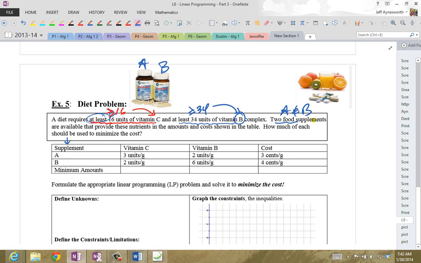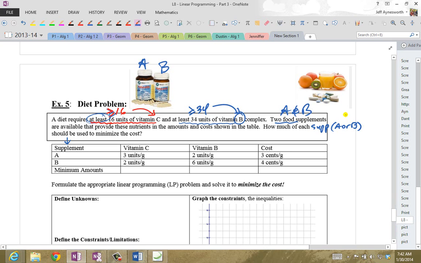So how much of each supplement, A and B, not or, but and, how much of A and how much of B should we use to achieve our goal, and that is to minimize the cost. So we need to write a cost function and minimize it. Okay, that's a big job.